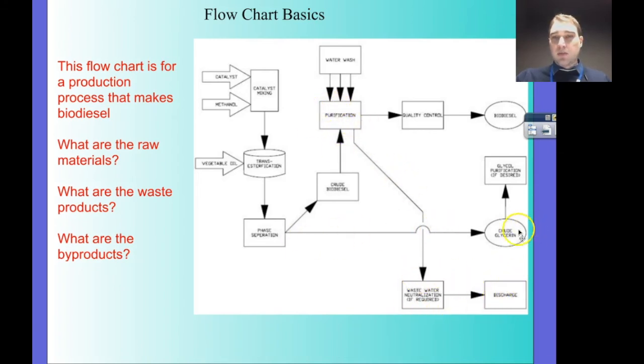If we have a look through, we've got another byproduct here. So we've got glycerin, and glycerin might be refined to produce glycol. Glycol could be ethylene glycol or something like that. So this is a byproduct if it's being produced, turned into something that's useful. And if we look through, we can see our final product is biodiesel, so that's our product that we want.